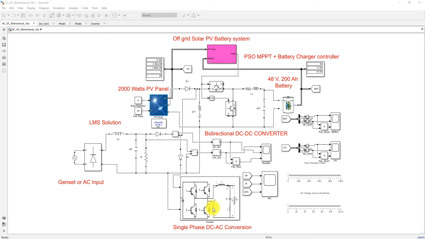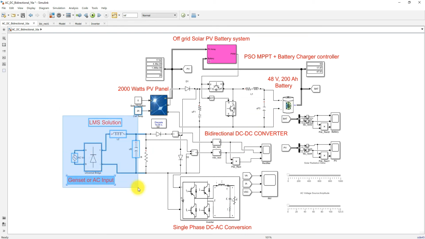And also, for example, if there is no power in the PV and the SOC of the battery, the state of charge of the battery, is very low, then we can use a generator set or AC input. That is going to supply this AC load as well as charge the battery. For that we have this backup generation, also known as the backup generator. So we can use a generator or AC input.